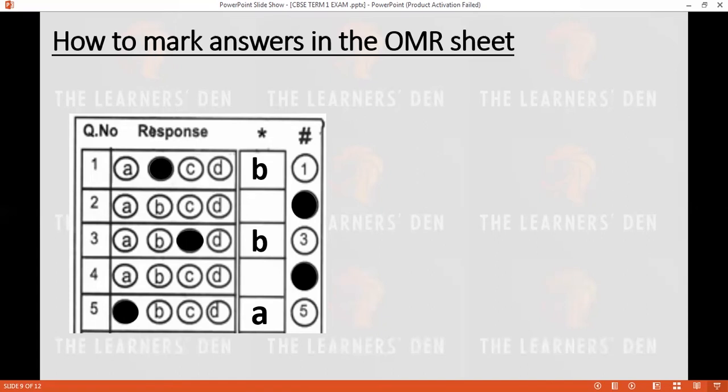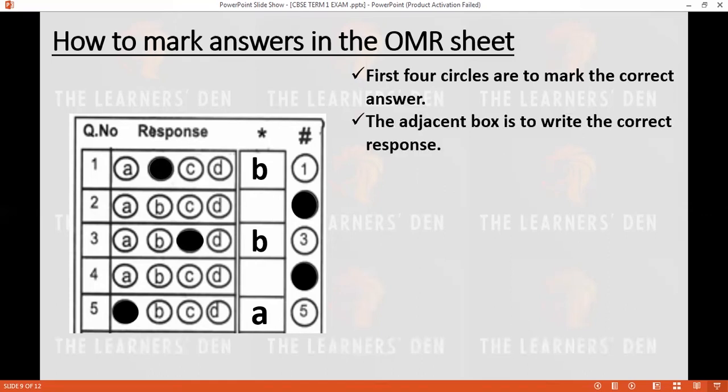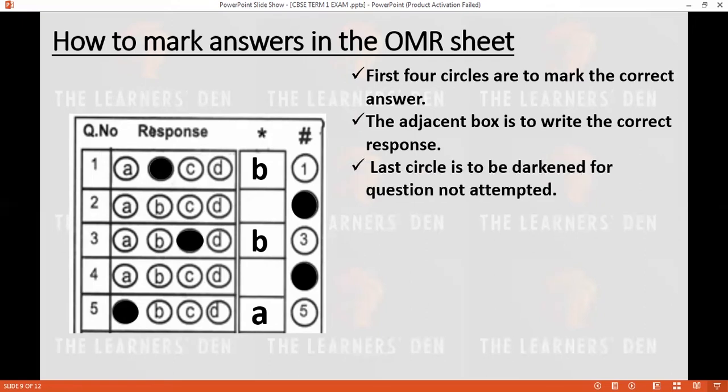Now, a few things you have to keep in mind: the first 4 circles are to mark the correct answer. The adjacent box is to write the correct response. So you will have to both mark the response and also write it in the adjacent box. Please do not feel that you can do either of them. You will have to do both. You will have to mark it and you will have to write the response. The last circle is to be darkened for the questions which are not attempted. Only then you will darken the extreme right side circle, the one which is marked with a hashtag.